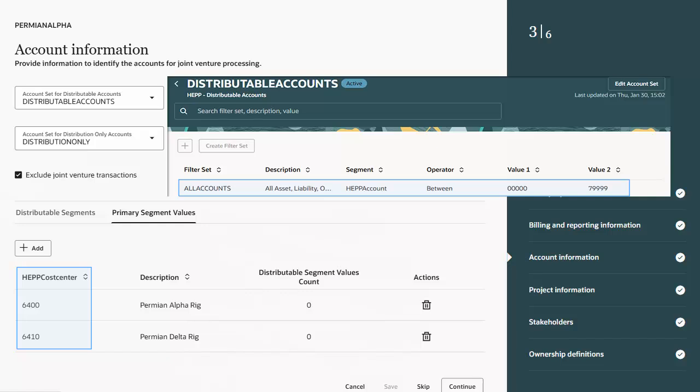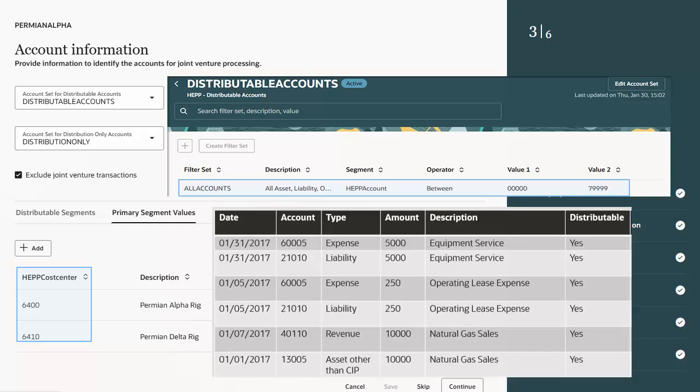In this example, all values between 00000 and 79,999 where the cost center value is 6400 or 6410 for the segment called HEPP account are distributable to the joint venture. Recall the transactions from our example. Hence, the transactions for these natural accounts will be identified as distributable to the joint venture.